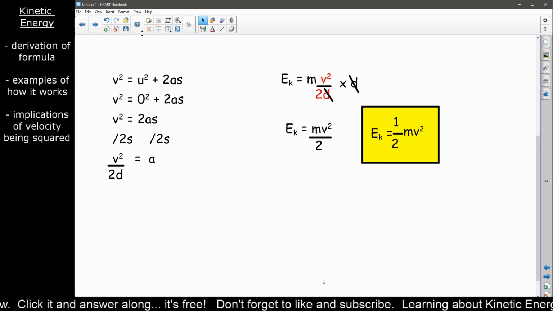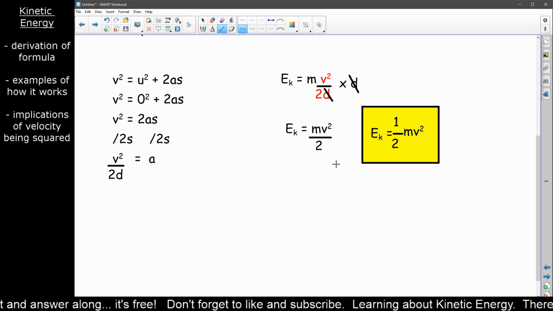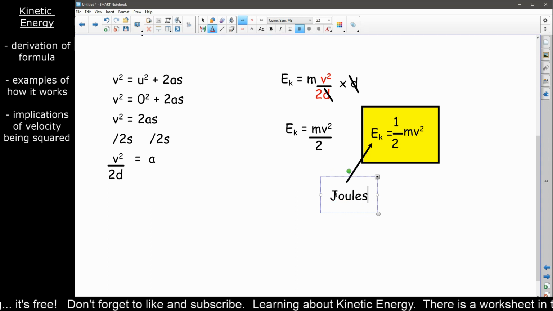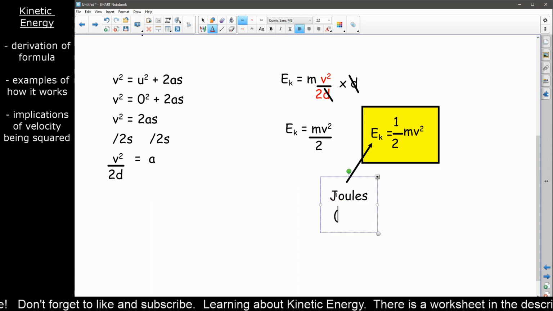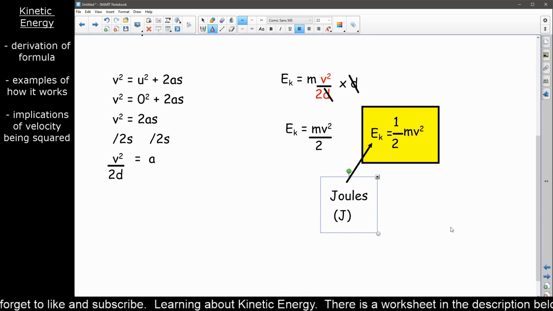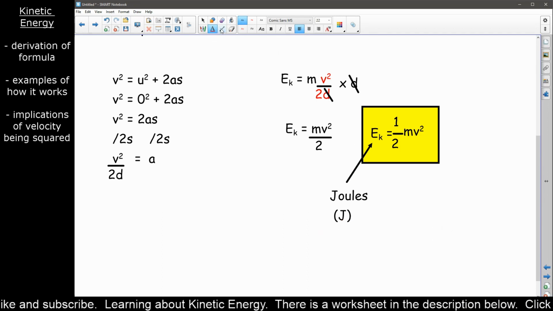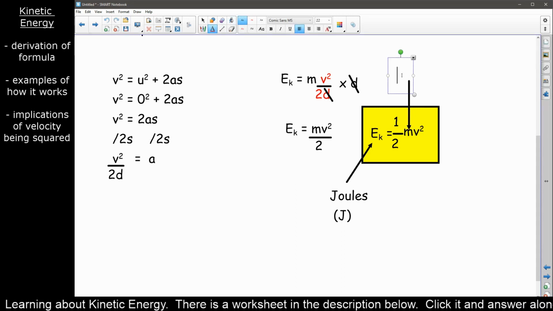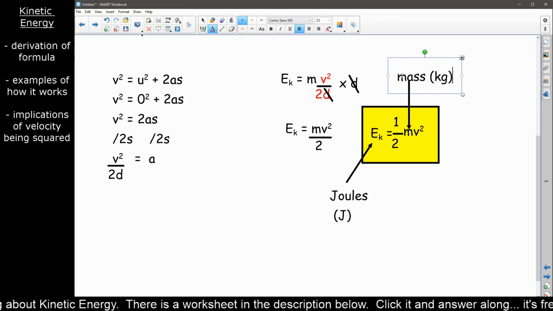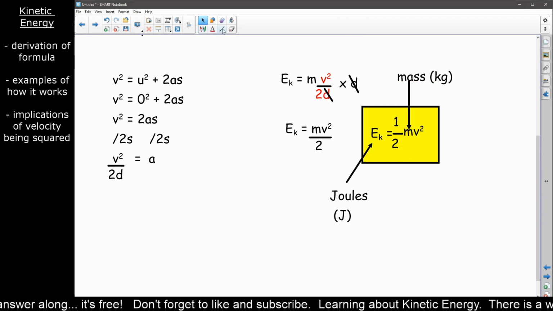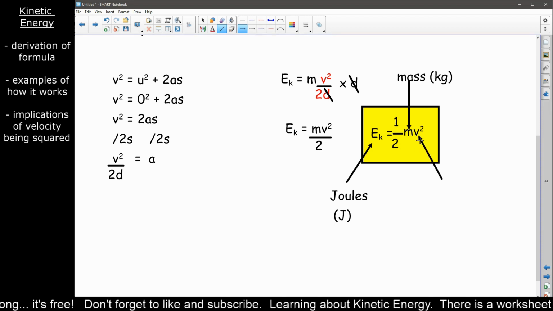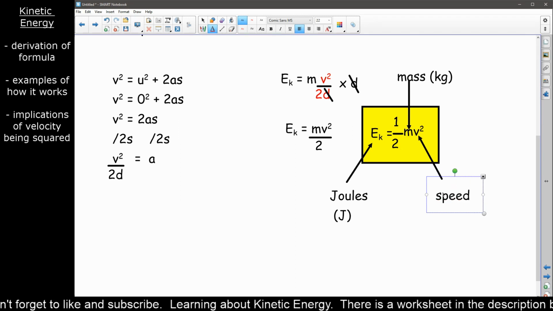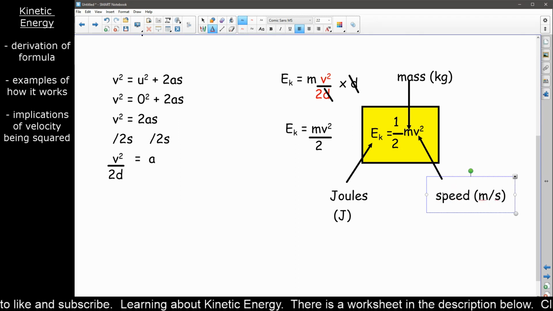Alright, so some points to note about this. Kinetic energy, just like work done, is going to be measured in joules because it's an energy. So that gets a symbol J. And because we've restricted ourselves to energy in joules, we must now use standard units. So mass here has to be in kilograms. And the velocity here, or the speed, has to be measured in meters per second. So this is speed in meters per second.